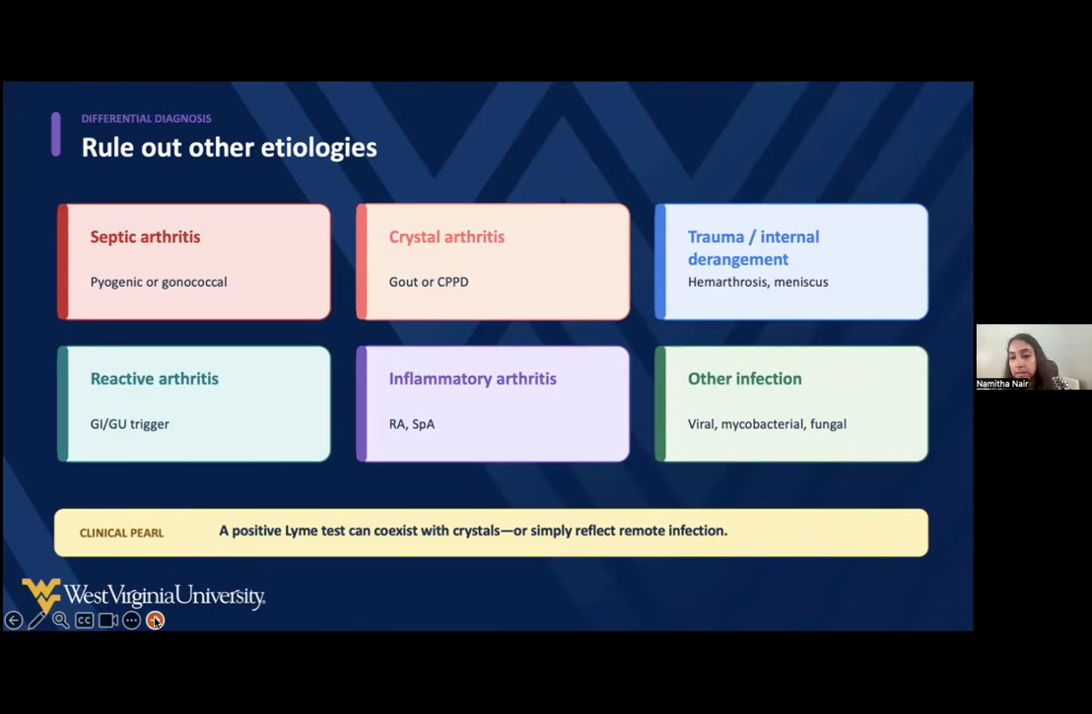And then other infections, like viral, mycobacterial, fungal. And remember, even if you have a positive Lyme's test, please do rule out these conditions because they can often coexist. So there could be a secondary infection going on, or, for example, chondrocalcinosis in the knees, and you should start thinking about CPPD in that case.